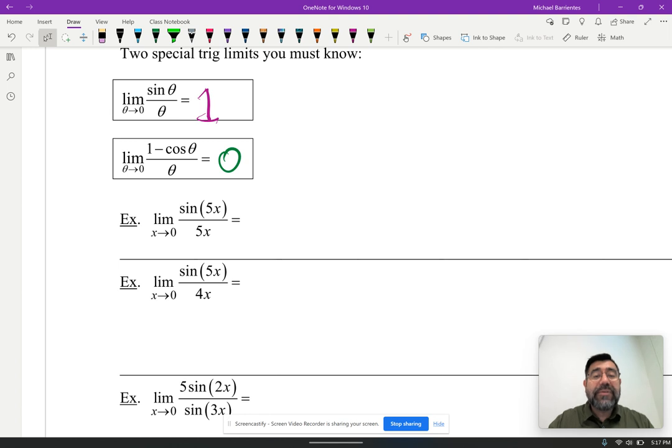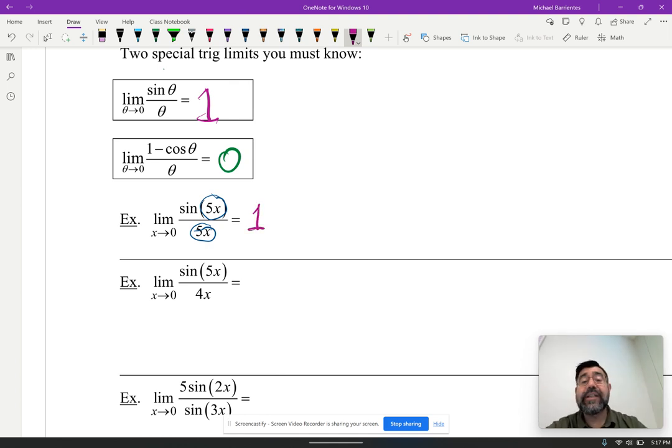Now, the first example is not really a variation, because if you think about it, we're looking at the limit of the sine of something over the same something, which is what this limit in the box is telling you, right? We don't know what theta is. Theta could be anything. So what if theta was 5x? Then the sine of 5x over 5x as x approaches 0 is automatically 1.